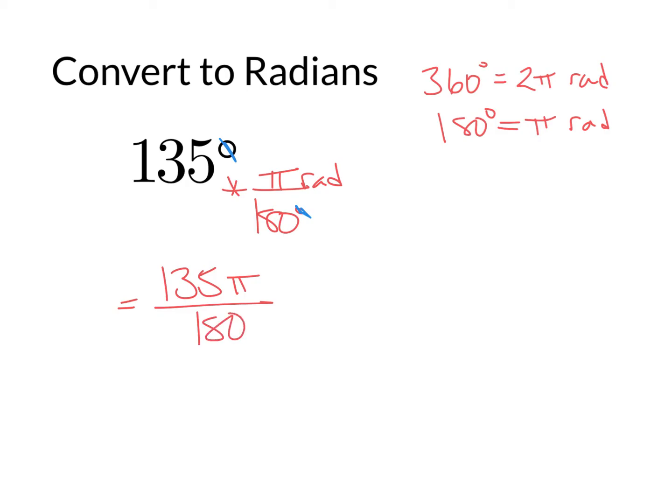We do need to simplify this fraction, and so what we do is ignore the pi initially and just simplify 135 over 180. And you can do that by finding common factors and canceling, by dividing and then turning it into a fraction, however you want to do it, but you should end up with 3/4. Then take the pi and put that back in the numerator. So 135 degrees is 3 pi over 4 radians.